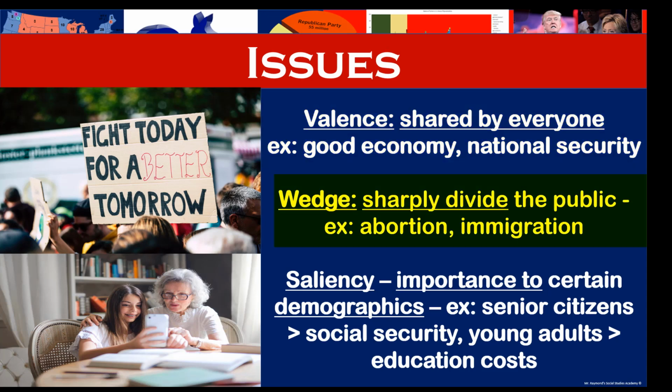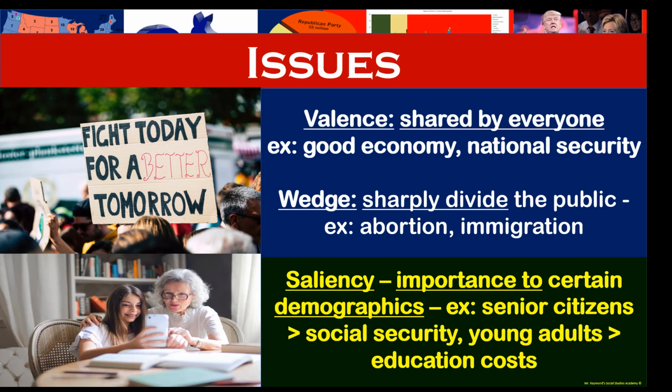Wedge issues are ones that sharply divide the public, and we'll look at some examples in a minute, as these tend to get a lot of attention. Finally, saliency is the importance an issue has to a specific demographic, such as Social Security to the elderly and the rising costs of education for the young.